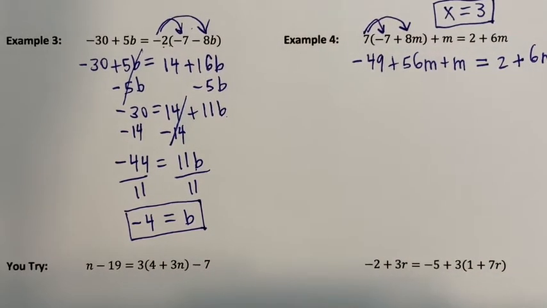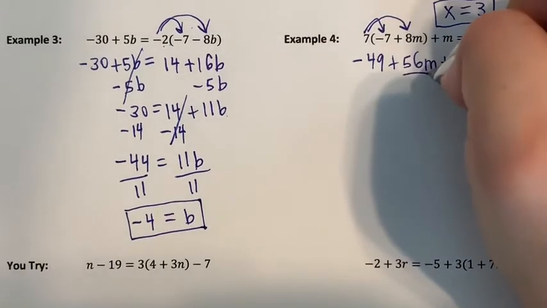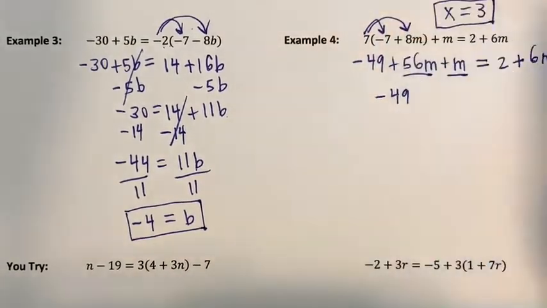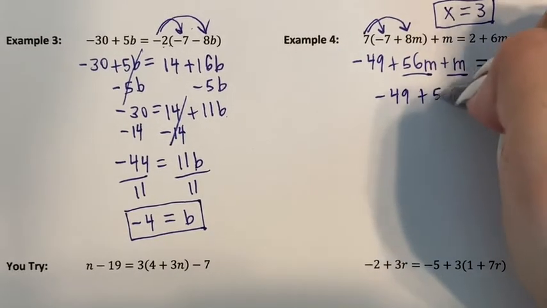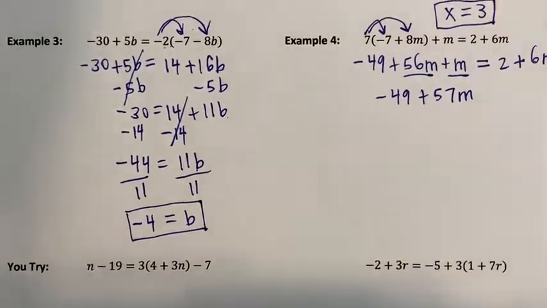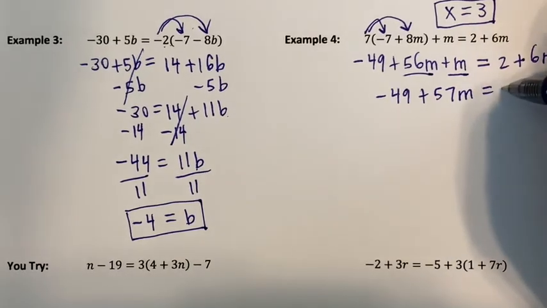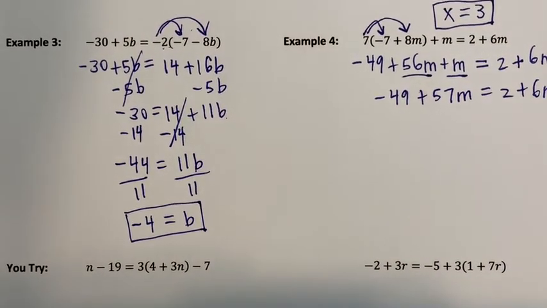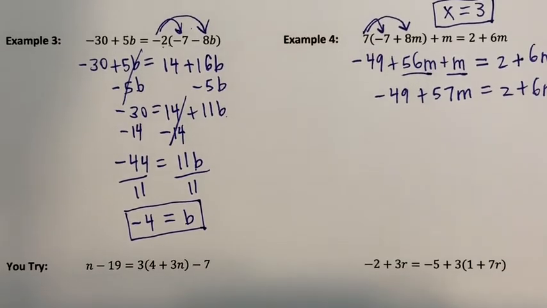Step 2, look to see if you can combine like terms. I have a 56m and a 1m. So that gives me -49 plus 57m. 56 plus 1 is 57. My right side of the equal sign is staying the same. Now let's start moving stuff around.